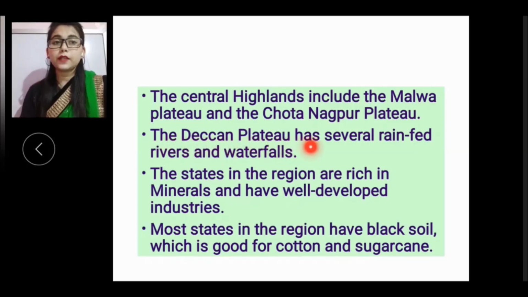And the Deccan Plateau has several rain-fed rivers and waterfalls. The states in the region are rich in minerals and have well-developed industries. Most states in the region have black soil, which is good for cotton and sugarcane.